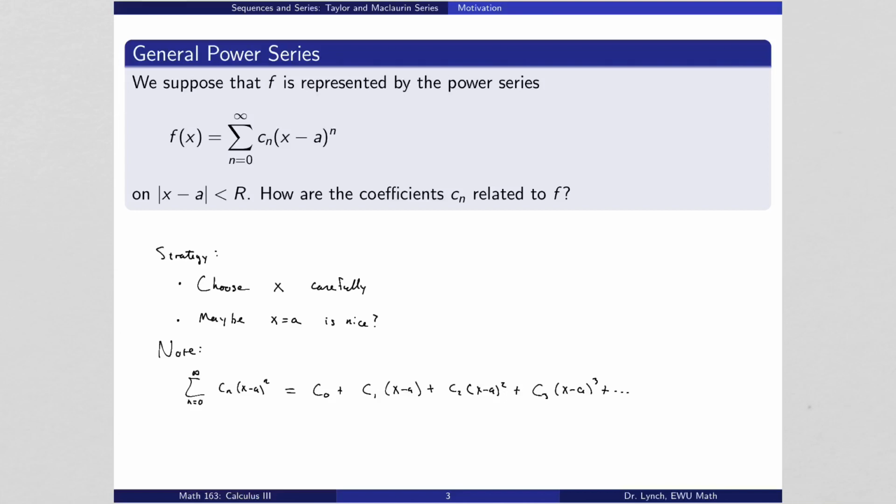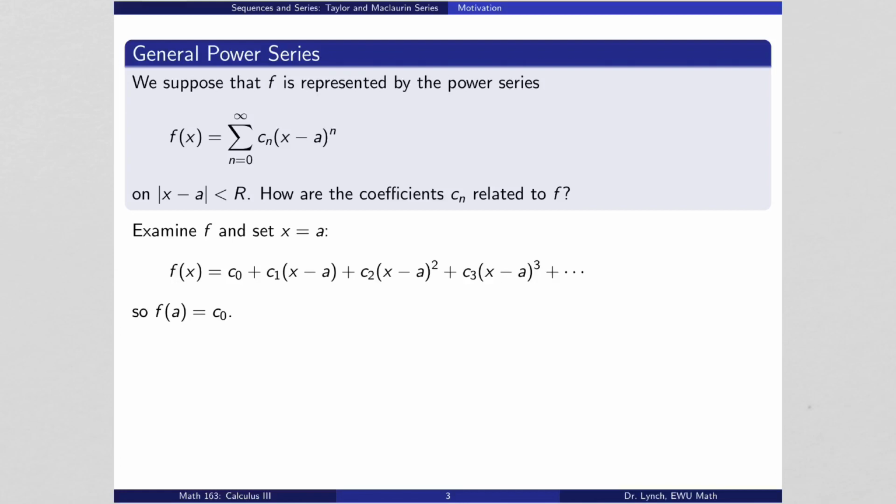We'll recall that when we expand this infinite series term-wise, we get an expression that looks like c0 plus c1 times (x minus a) plus c2 times (x minus a) squared, and so on. So here is our first exploration. Let's examine f and set x equal to a. Substituting x equals a on both sides of this power series expansion makes things pretty simple on the right-hand side. A bunch of stuff goes to 0, and we end up with f of a has to be c0.